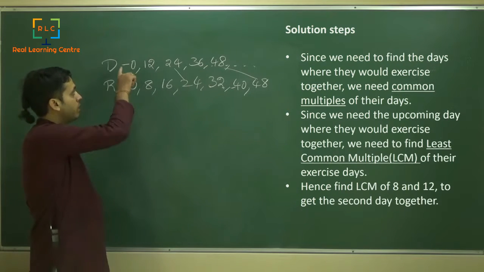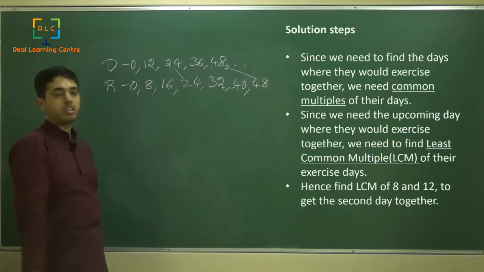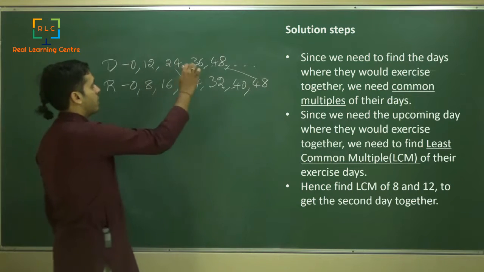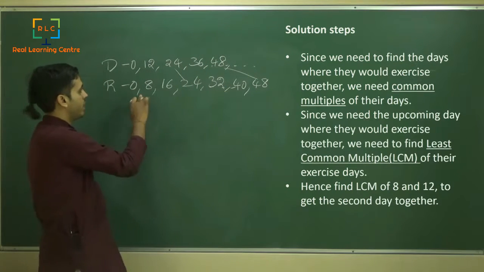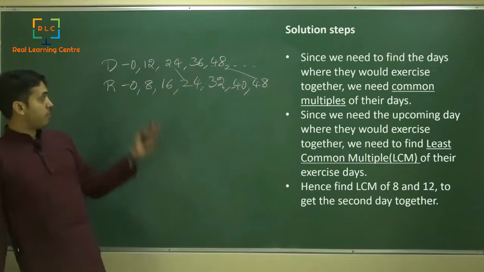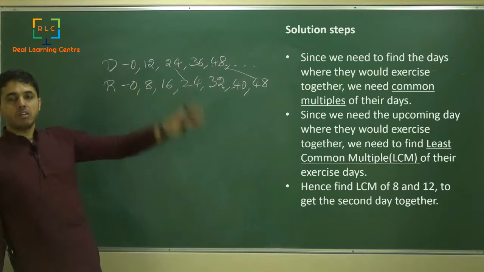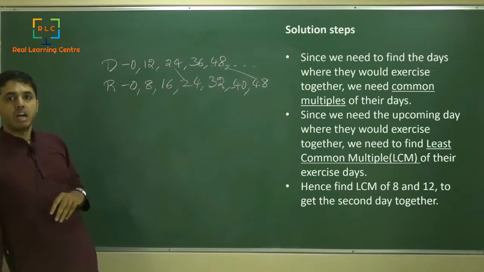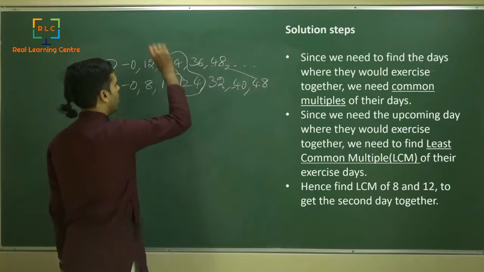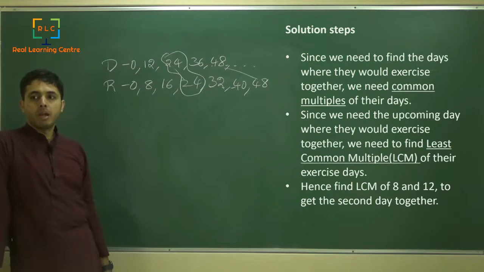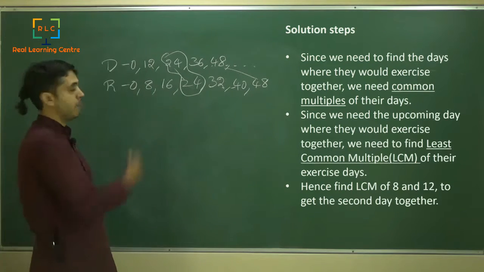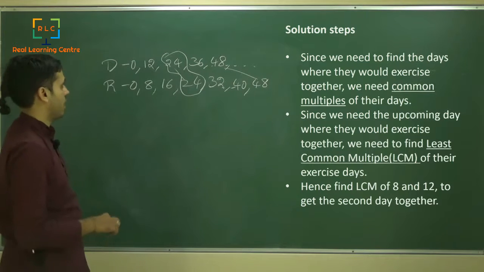So here I have used the technique of multiplying, adding 12 consecutively: 0, 12, 24; 12 ones are 12, 12 twos are 24, 12 threes are 36, 12 fours are 48. Here I have used 8: 8 ones are 8, 8 twos are 16, 8 threes are 24, 8 fours are 32, 8 fives are 40. It goes on like that. So I have multiplied the given number starting from 0, 1, 2, and then I found the least common multiple, that is 24. The least common multiple. Okay, so by finding the least common multiple, we get the upcoming day where they would do it together again.